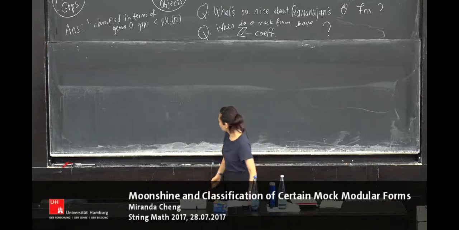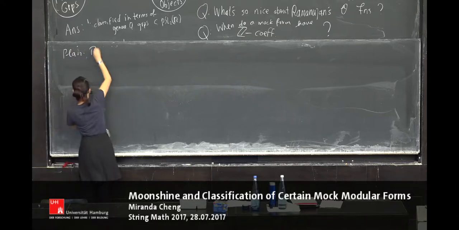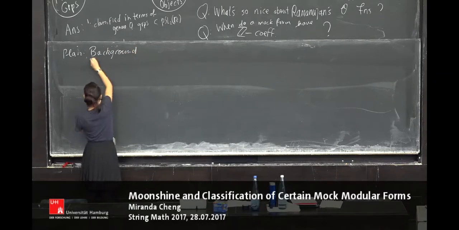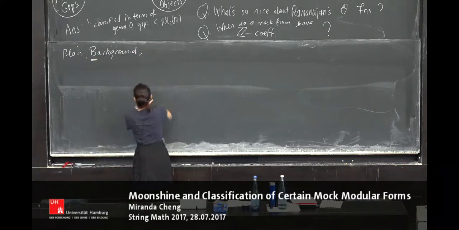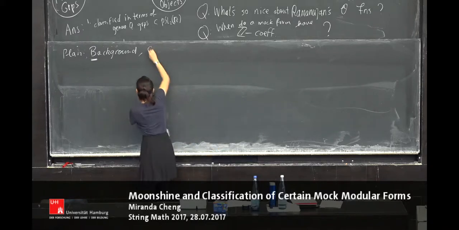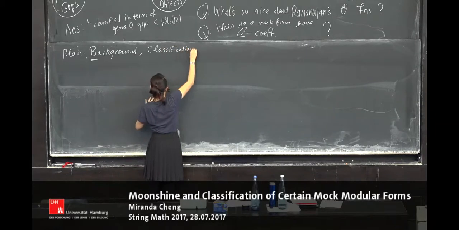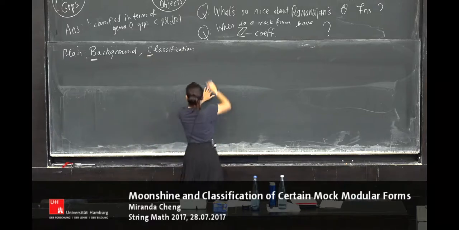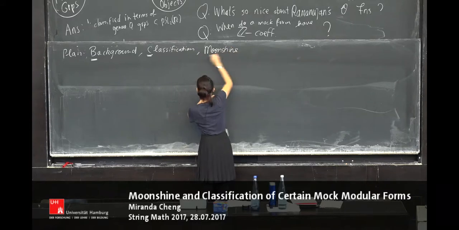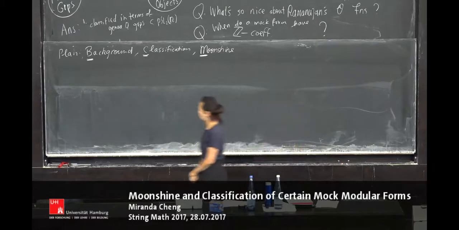So the plan is, I'll start with some background, not just to introduce the context, but also to introduce the relevant objects that we'll be talking about. Then I'll briefly tell you what the classification is. And finally, we will see what it says about moonshine. Okay.